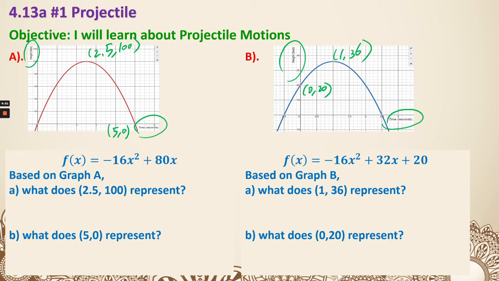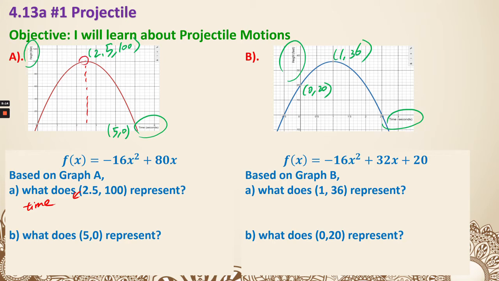You can pause right here and start thinking. If I tell you this is a height time graph, what actually do these points represent? So here, A, hopefully you have given some thoughts. 2.5 is actually a number right here, which is on the x-axis, and that tells you it is going to be the time. But the time for what?